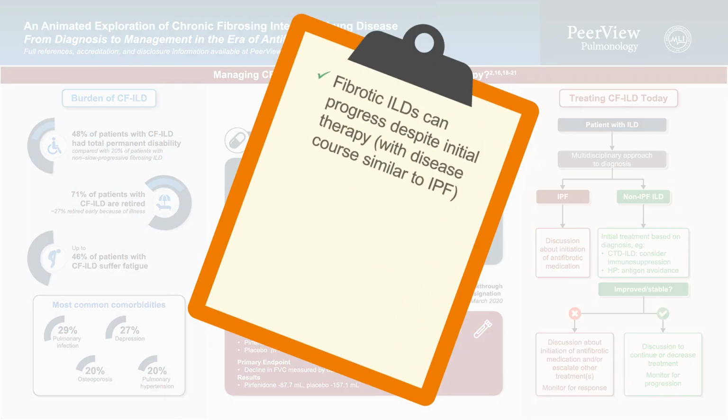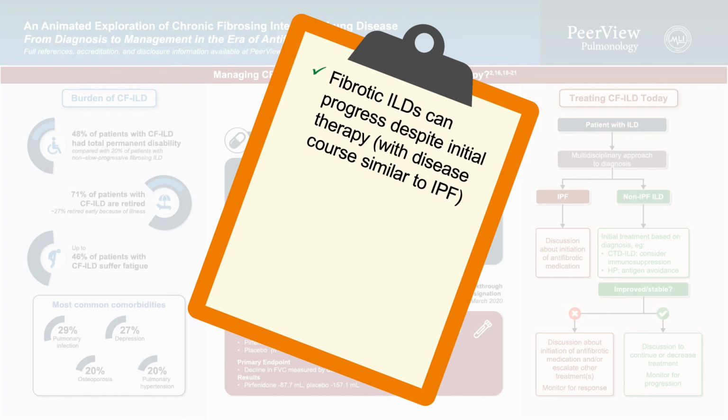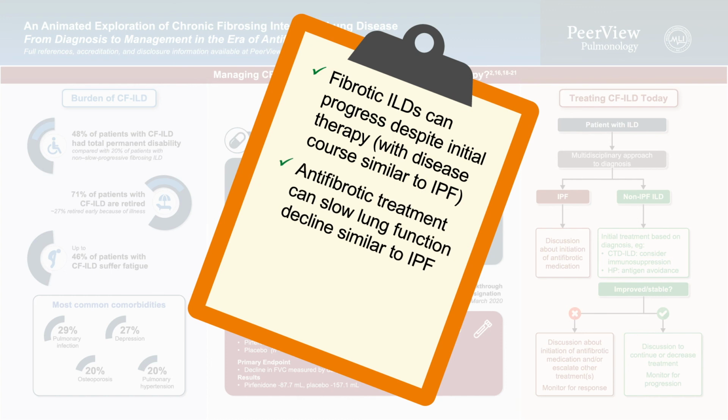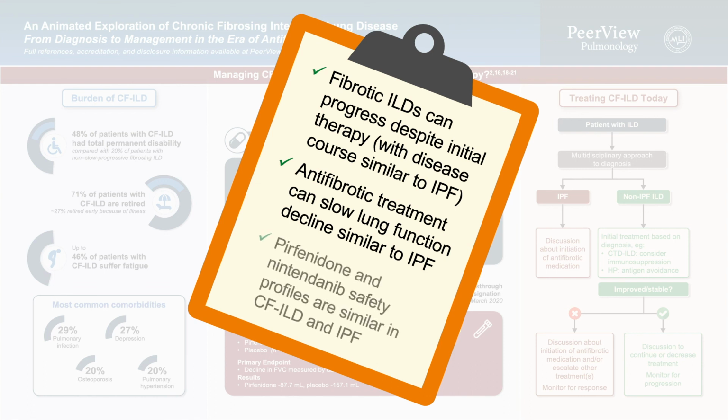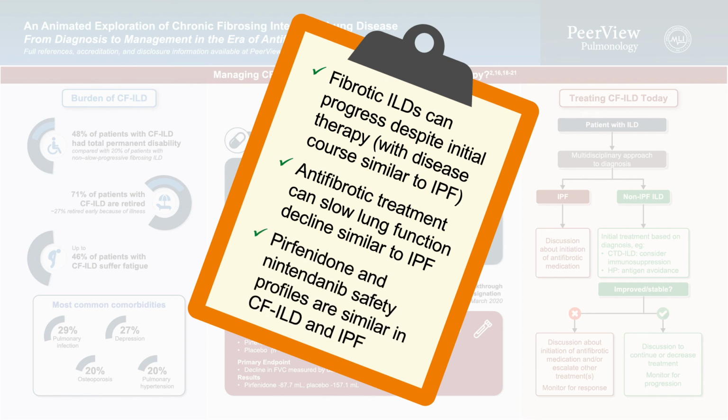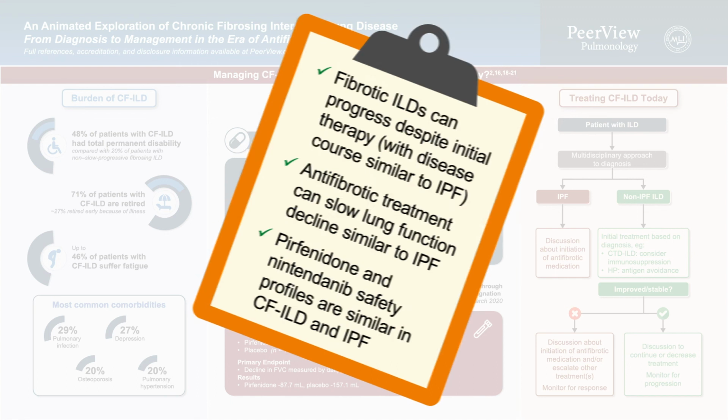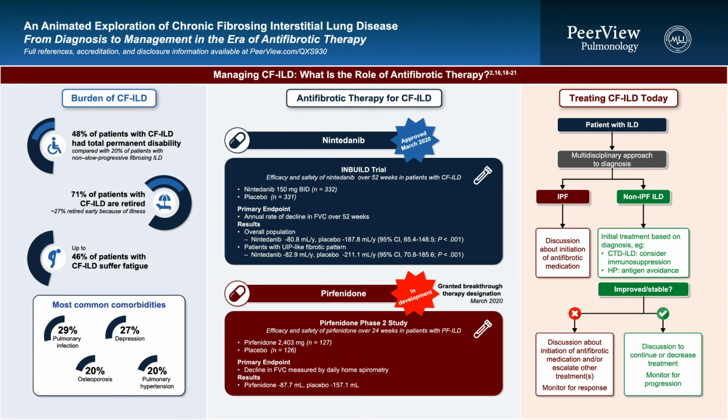There are patients with fibrotic interstitial lung diseases that progress despite initial therapy with a disease course that is very similar to idiopathic pulmonary fibrosis. Emerging data is showing us that antifibrotic treatment with nintedanib or pirfenidone can slow the decline in lung function, very similar to idiopathic pulmonary fibrosis. The safety profile of both drugs, pirfenidone and nintedanib, is similar in chronic fibrosing interstitial lung disease to idiopathic pulmonary fibrosis. Again, understand where your patient's coming from.